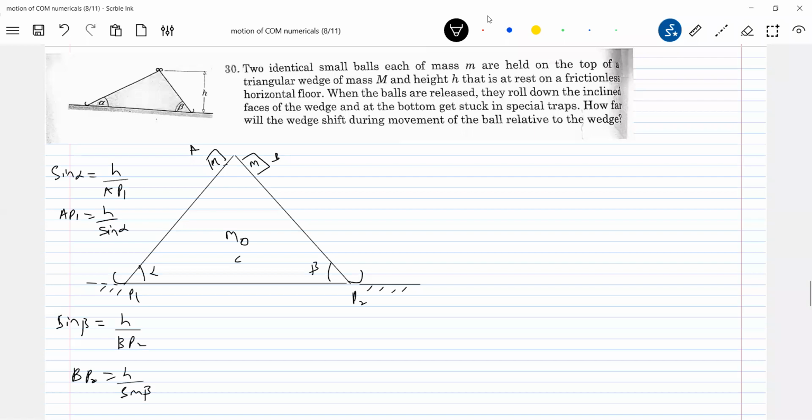Let's come for this. Displacement of A with respect to C. XAC is equal to displacement of ball A with respect to wedge C. Later on we'll change symbols. Displacement of ball A with respect to wedge C along x-axis should be equal to displacement of ball A with respect to ground along x-axis minus displacement of wedge C along x-axis.